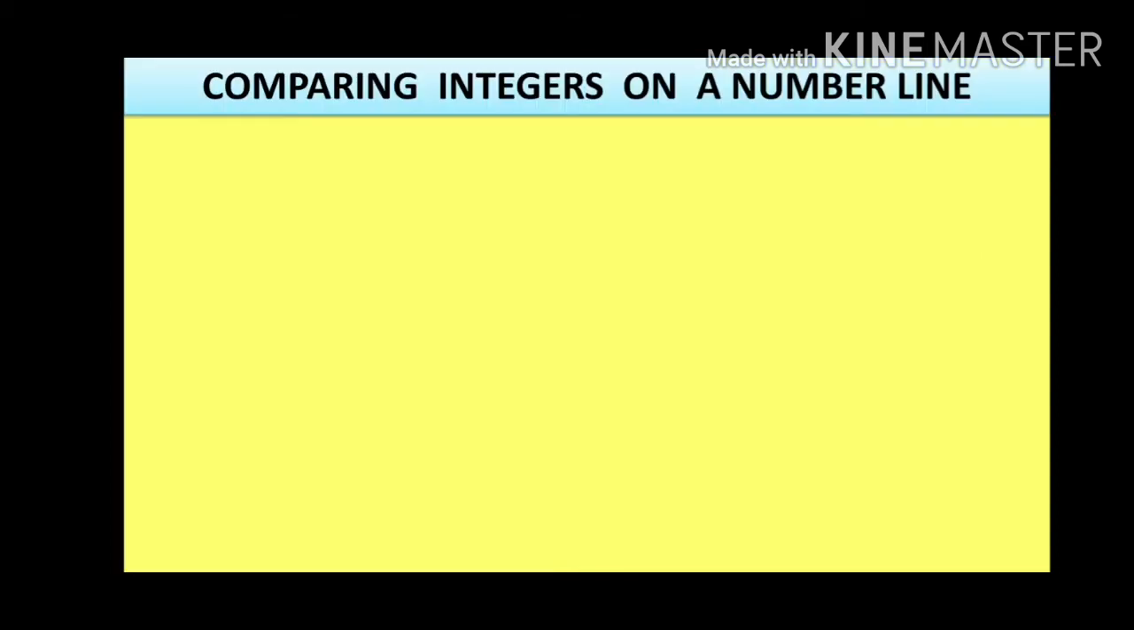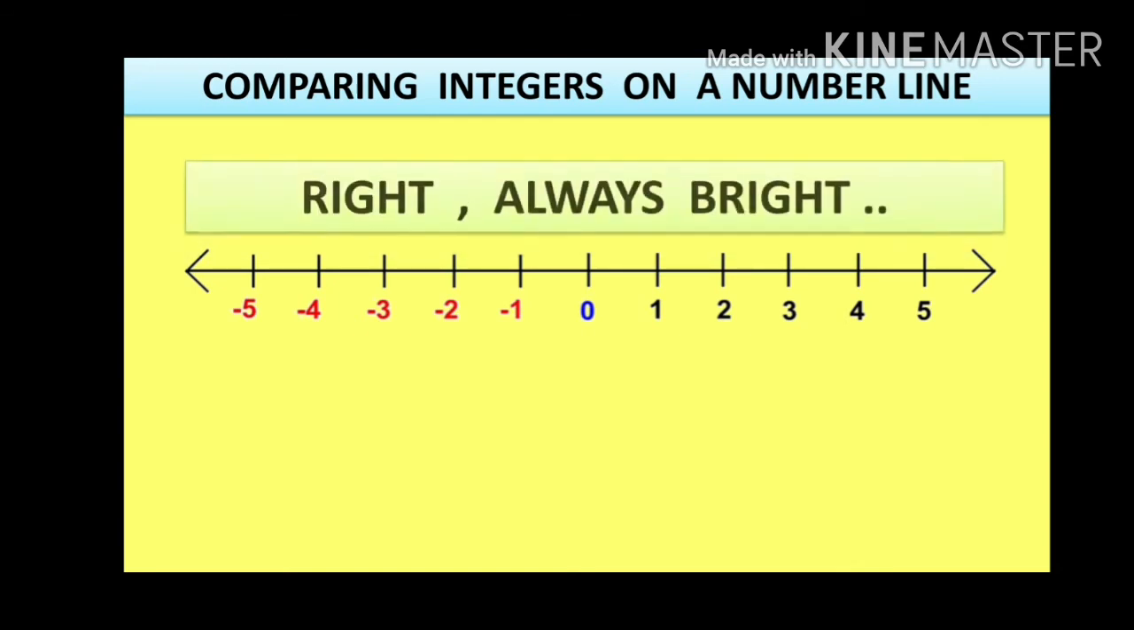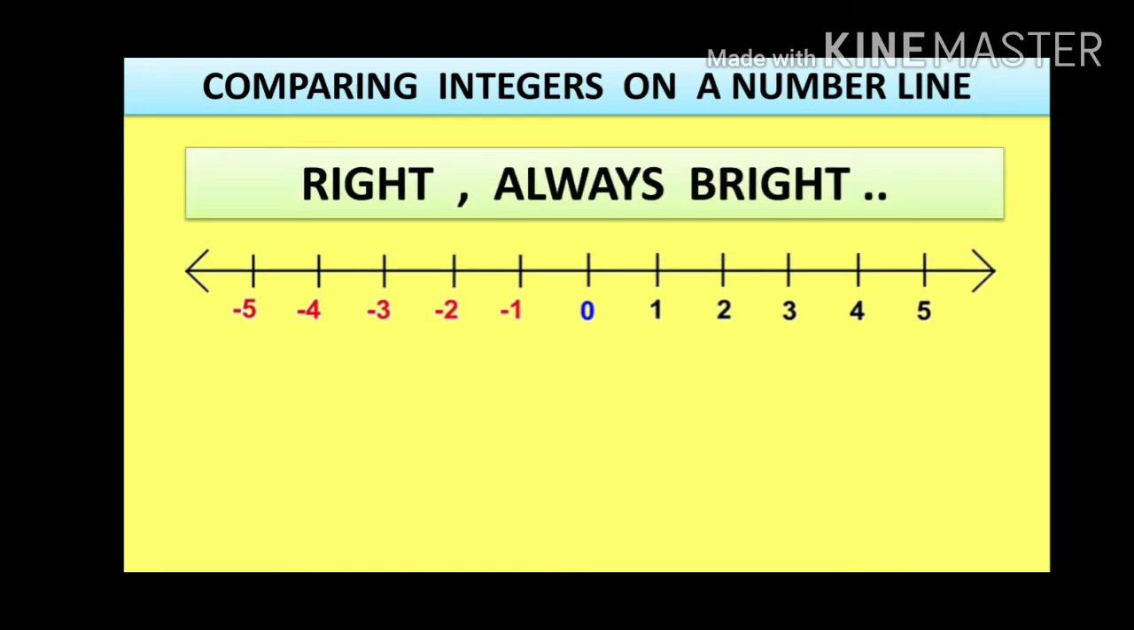Now let's compare integers using a number line. So let's take a number line. Before that, we will use a rule, or you can say, right always bright. You have to remember this. Now let's see what this right always bright is.